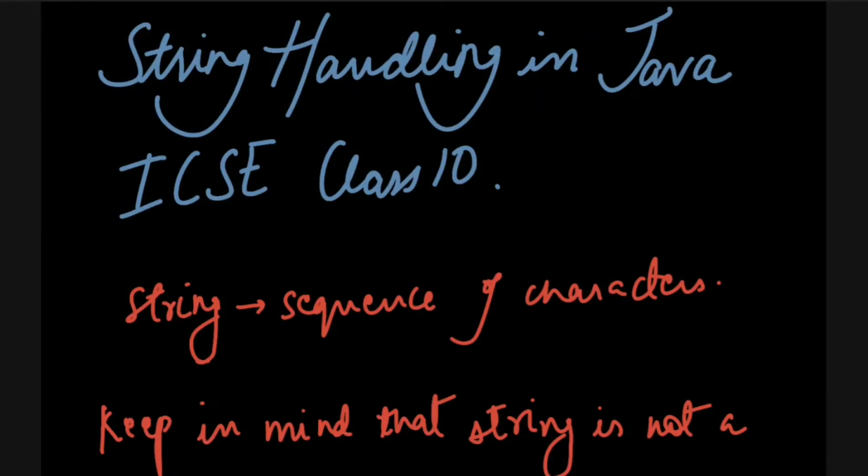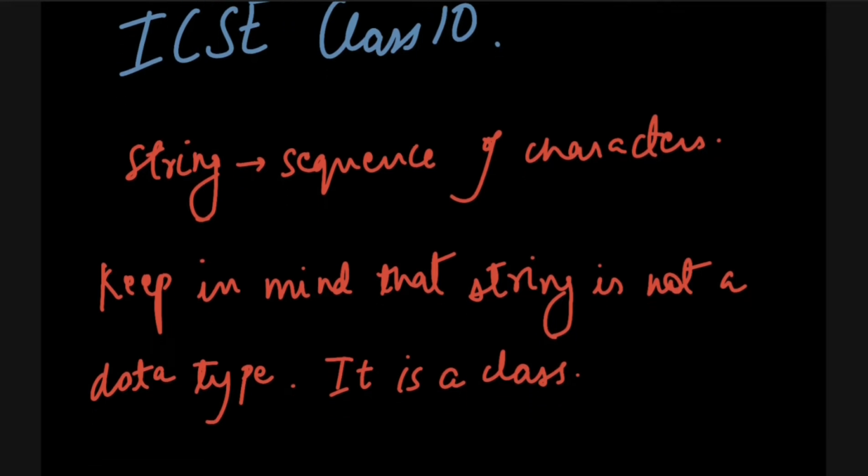So in today's video we'll be learning about string handling in Java, which is a part of the ICSE class 10 syllabus. So first we need to know what is string. String is a sequence of characters, and also many children make this mistake. So you have to keep in mind that string is not a data type, it is a class.